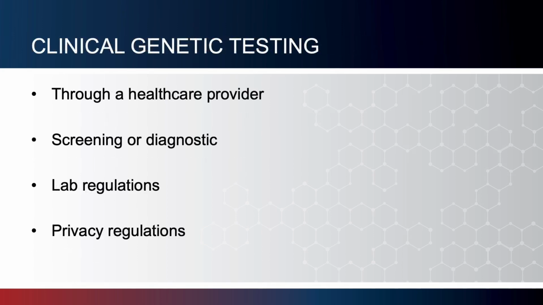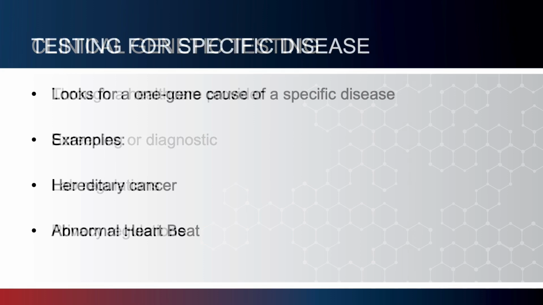Clinical genetic testing is done through a healthcare provider. It can be screening or diagnostic. Clinical genetic testing is subject to laboratory regulations, and just like anything else you do through a healthcare institution, is subject to privacy regulations like HIPAA. When we're doing clinical genetic testing, it usually falls into one of two categories: specific disease or multigenic risk. Specific disease, so genetic testing for a specific disease, will look for a one gene cause of a condition that you have or that runs in your family.